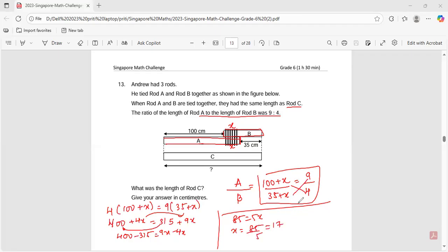So now again, this is not the answer. This is 17. Now what is the length of rod C? Rod C, if you calculate till here, this is 100. This is 35 and this is the missing part which we have found to be 17. So what is the length of rod C? 100 plus 17 plus 35. So it is 152 centimeters. So the answer here is 152 centimeters.